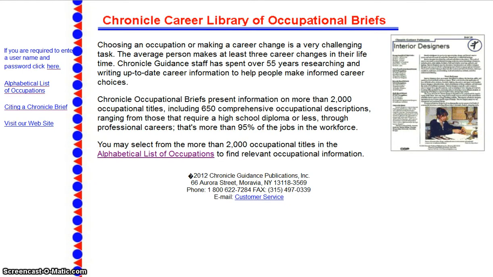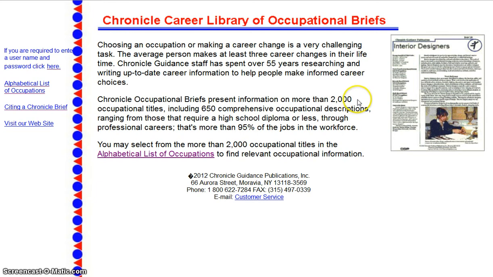At this point, you're going to see the Chronicle Career Library of Occupational Briefs database page. You're going to notice that they talk to you a little bit about occupations and careers being very challenging, choosing one, and they talk about the average person making at least 3 career changes in his or her lifetime. This Chronicle guidance staff, they've spent 55 years researching and writing up-to-date career information to help people make informed career choices. We know based on this statement that this is going to be a reliable and credible site.